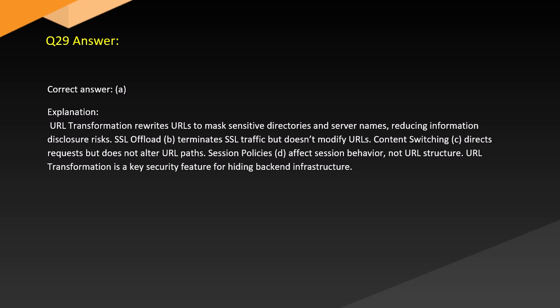Answer. Correct answer. A. Explanation. URL transformation rewrites URLs to mask sensitive directories and server names, reducing information disclosure risks. SSL offload, B, terminates SSL traffic but doesn't modify URLs. Content switching, C, directs requests but does not alter URL paths. Session policies, D, affect session behavior, not URL structure. URL transformation is a key security feature for hiding backend infrastructure.